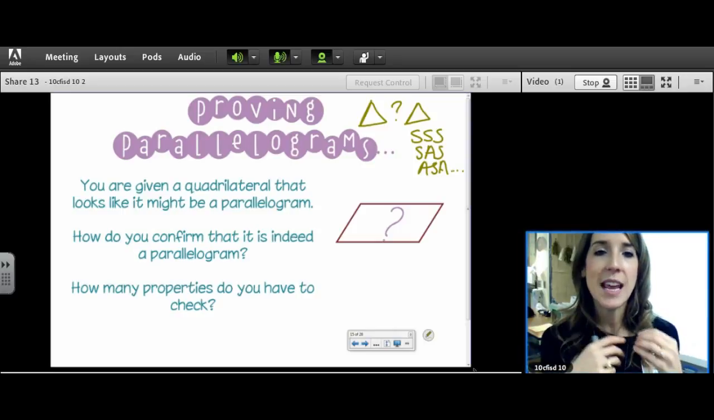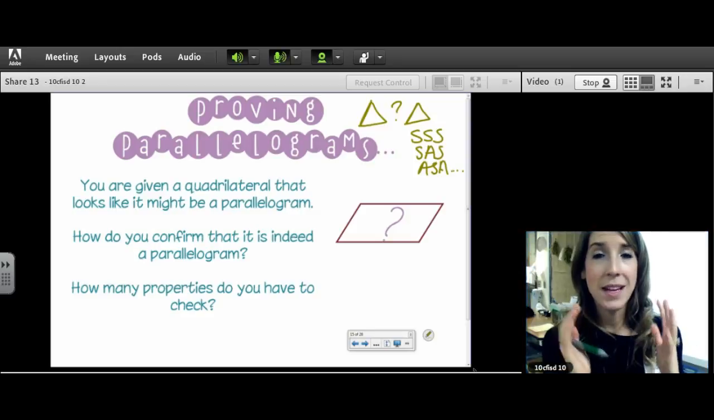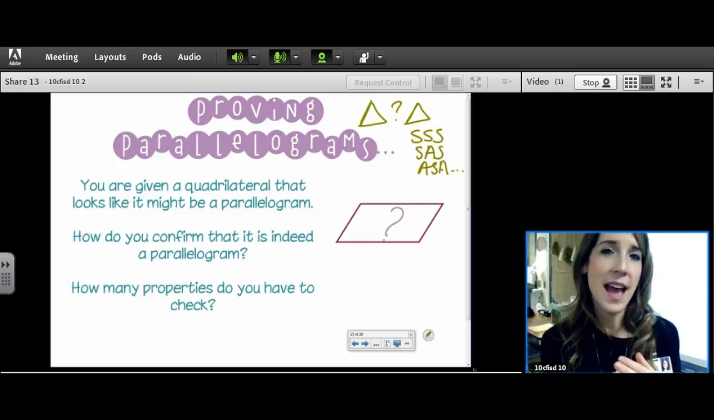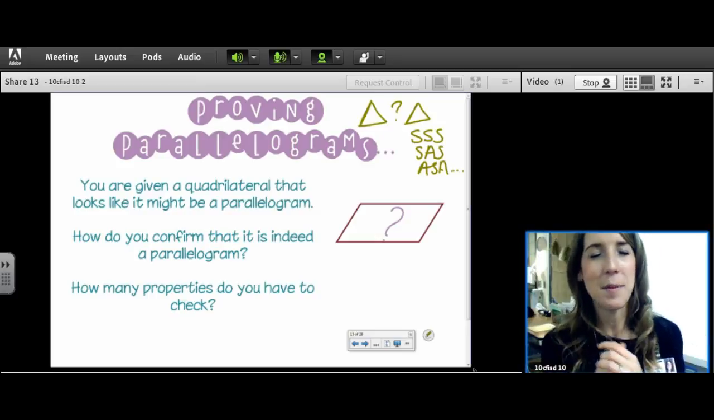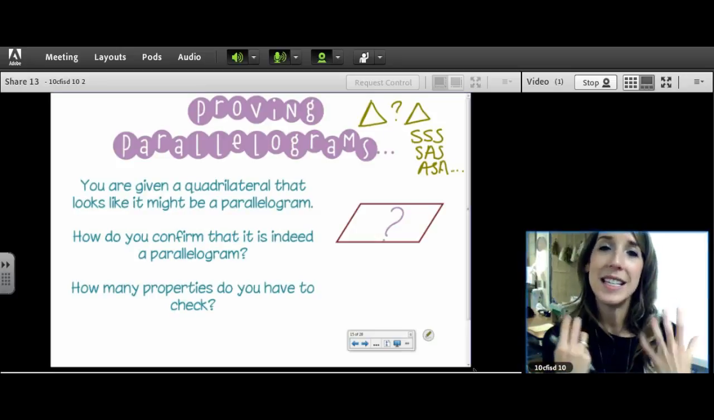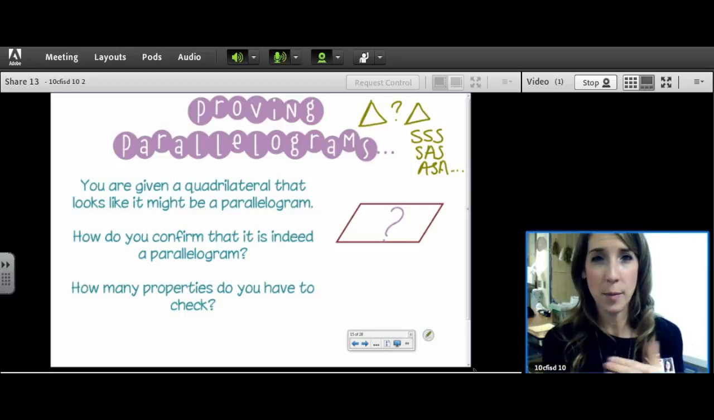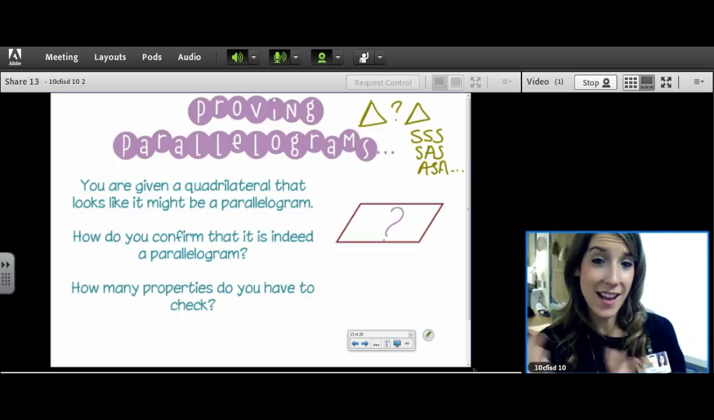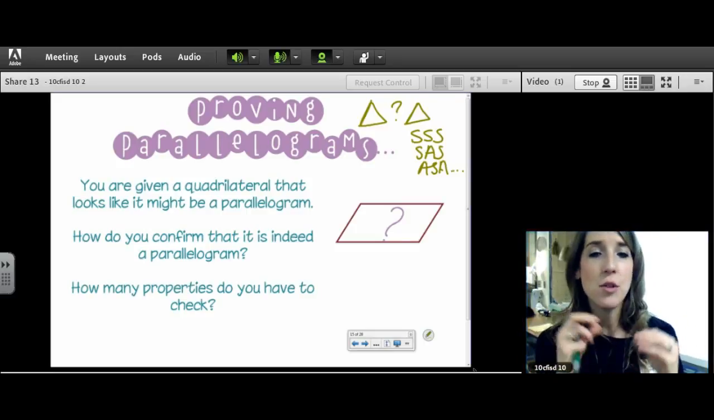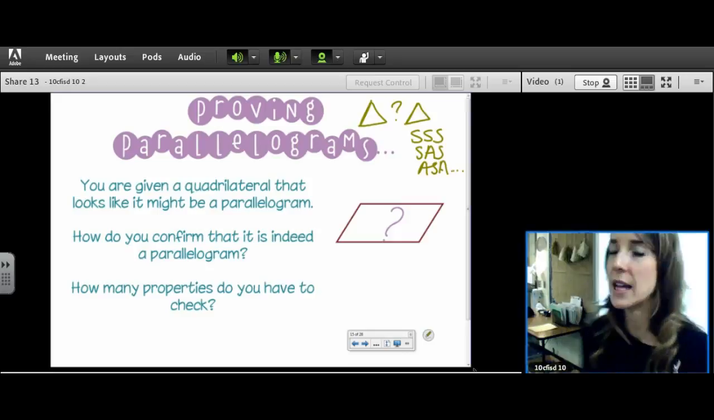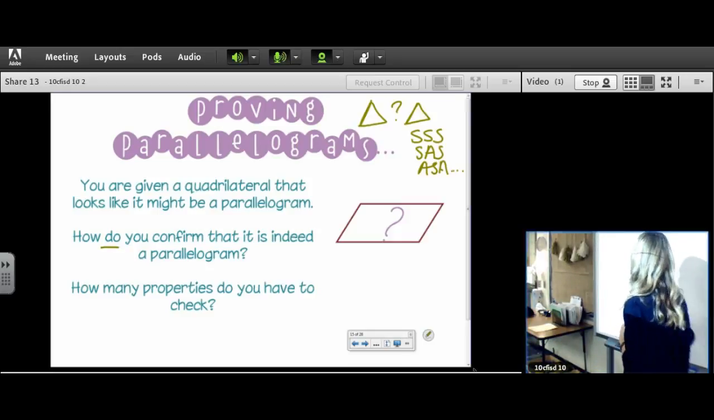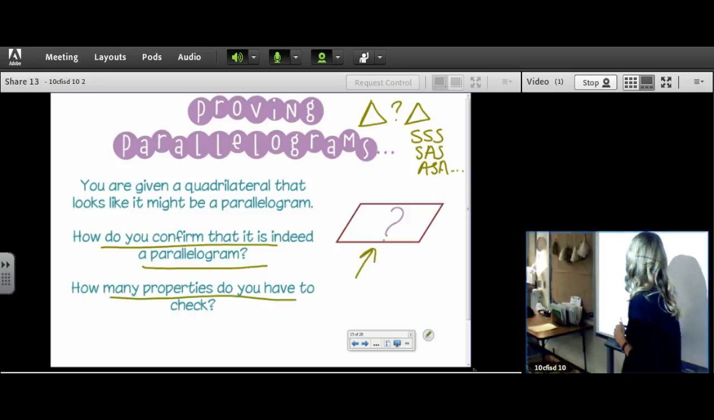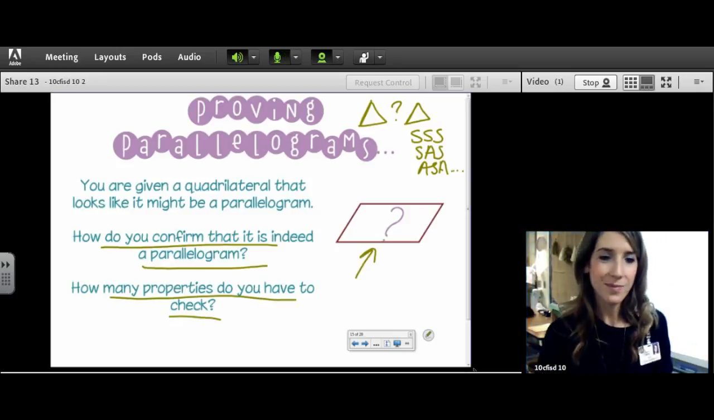We're going to use the same reasoning today. I'm going to give you a parallelogram, and I want you to decide beyond a shadow of a doubt. I'm not going to give you a parallelogram, sorry. I'm going to give you a quadrilateral, and you have to decide whether it's for sure a parallelogram or not. Do you have to check all the properties? Is there a shortcut like there was for triangles? How do you confirm that it's a parallelogram? So that's what we're answering today. How do I know that this is a parallelogram? And how many properties do I have to check?